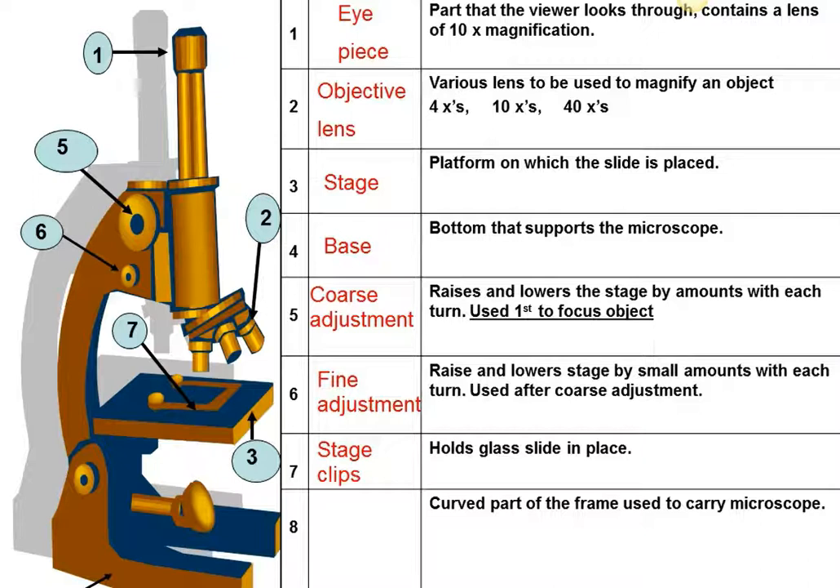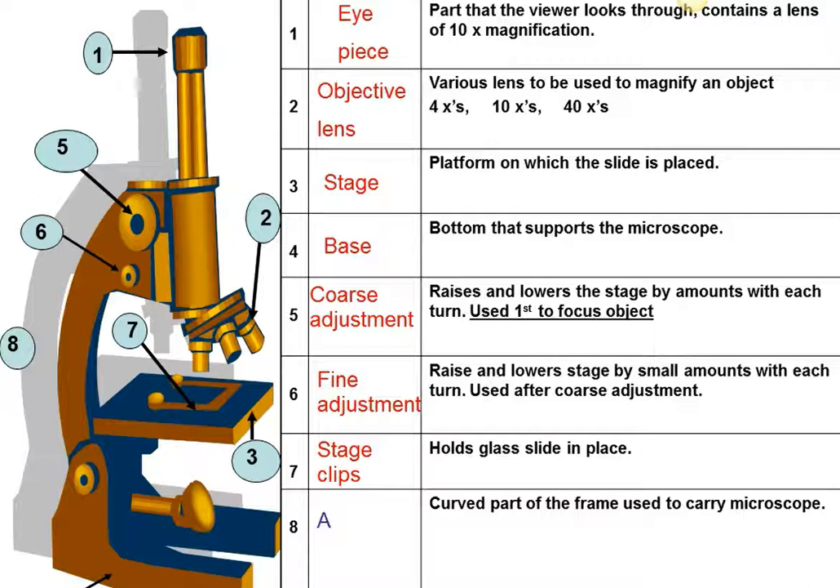Part 7 of the microscope is the stage clips, and these are used to hold the glass slide in place. You just lift them up a little bit, slide that microscope plate underneath there, and then put the stage clips back on it, and it holds it in place.